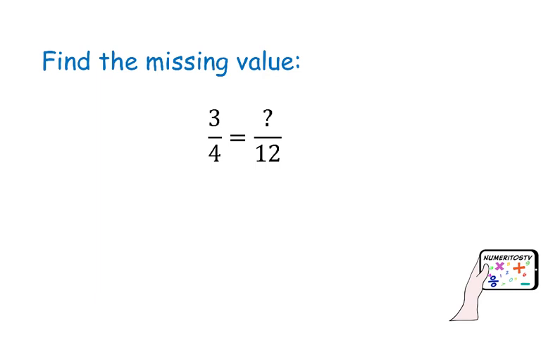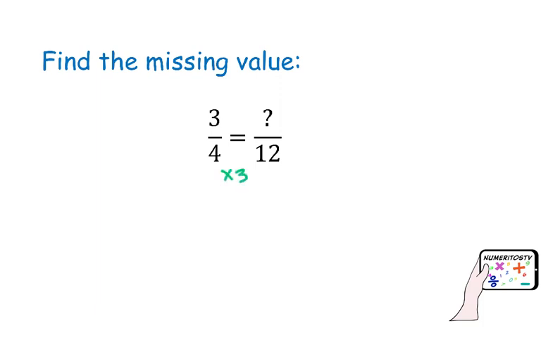Here we have 3/4. We want to convert 3/4 to a fraction with denominator 12, so we are trying to find the missing value. So think of your multiples of 4. How can we convert that 4 either by multiplication or division to a 12? Well, that's easy because knowing our times table of 4, we know that 4 times 3 is equivalent to 12.